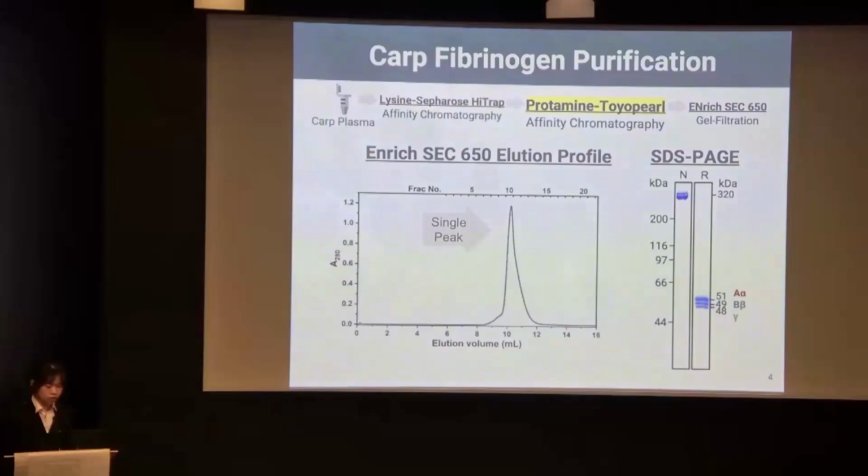To explore this, we first have to purify carp fibrinogen. We adapted the human fibrinogen purification method, and we successfully purified carp fibrinogen, as shown in this elution profile in the final gel filtration step. On SDS-PAGE under reduced condition, there are also three bands that are consistent with the reported carp fibrinogen subunits. By this rapid and small-scale purification method, we are able to generate pure and functional fibrinogen.